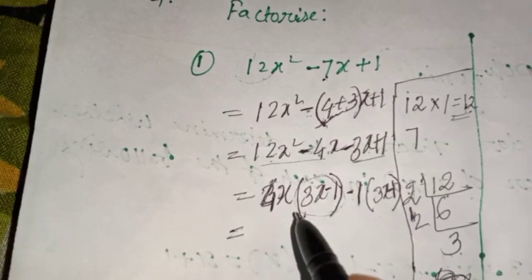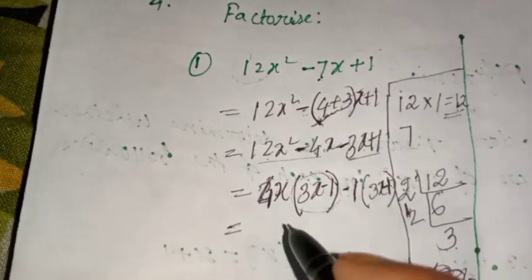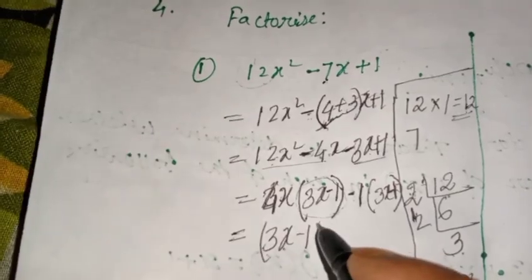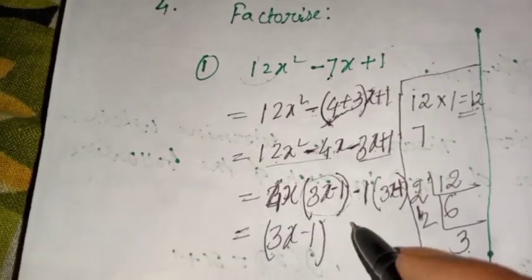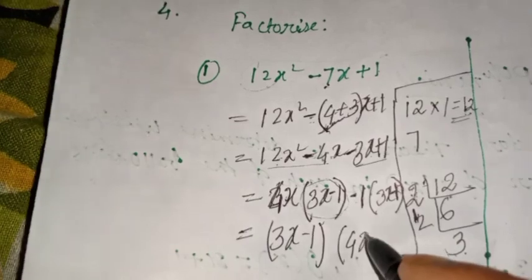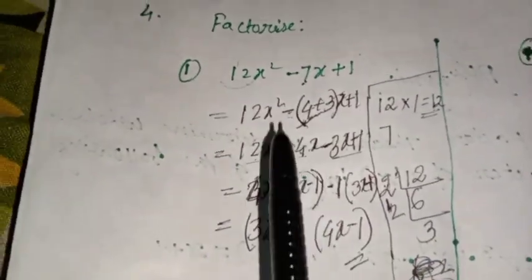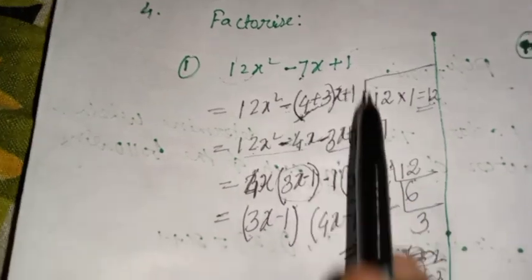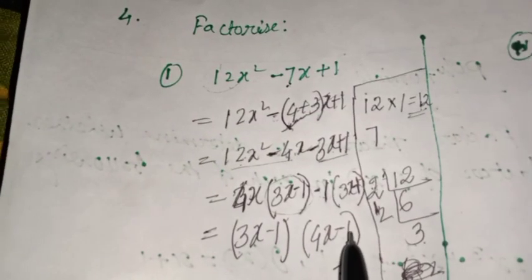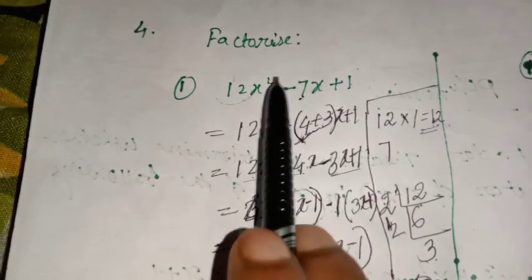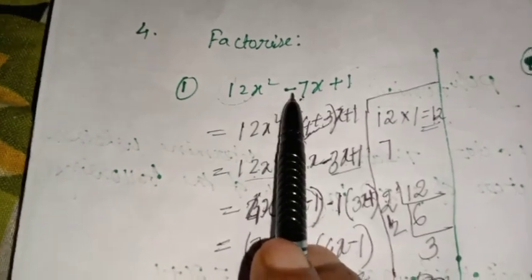Then what is the overall common? 3x minus 1. Here also 3x minus 1. So the overall common is 3x minus 1. What is left here? 4x uncommon, and what is uncommon here? Minus 1. So this is the final factorization. If you factorize 12x square minus 7x plus 1, you will get (3x minus 1)(4x minus 1). If you multiply these two binomials, then 100% you will get it back. Clear?